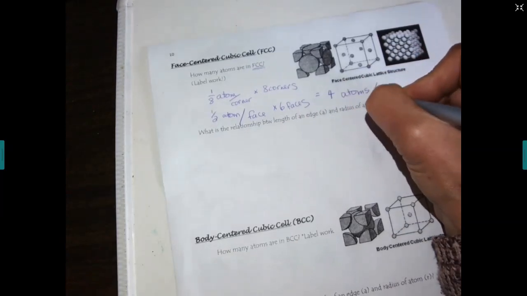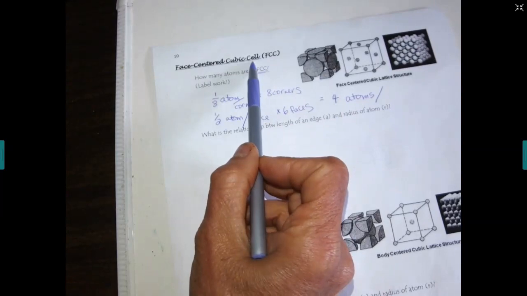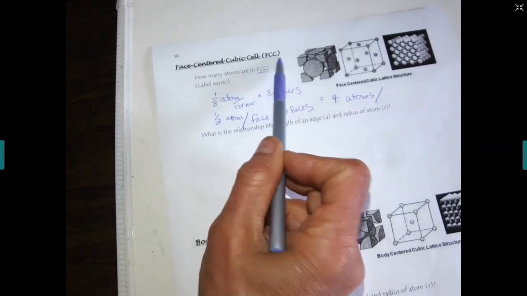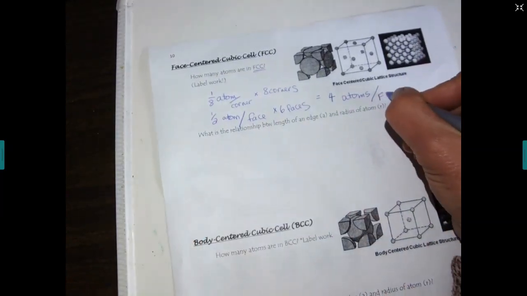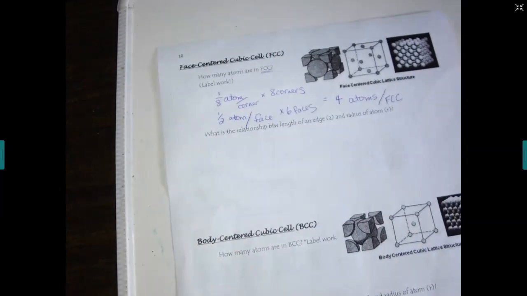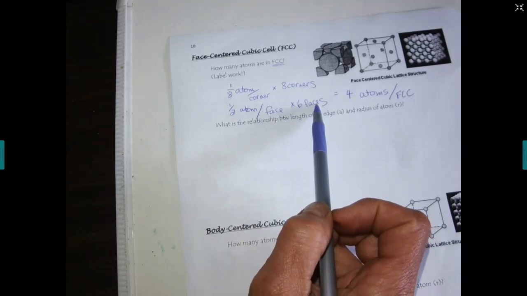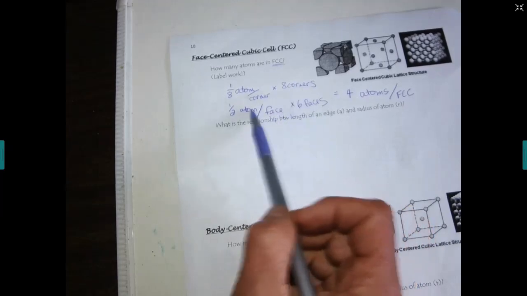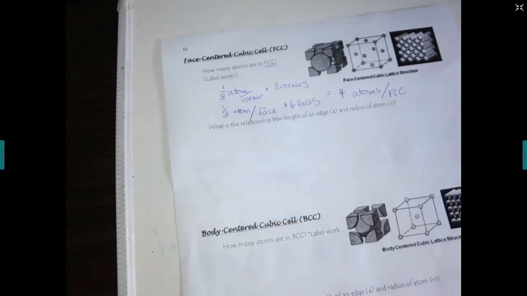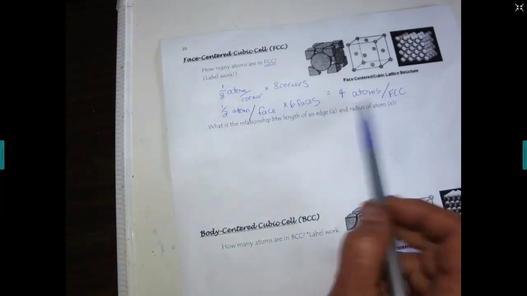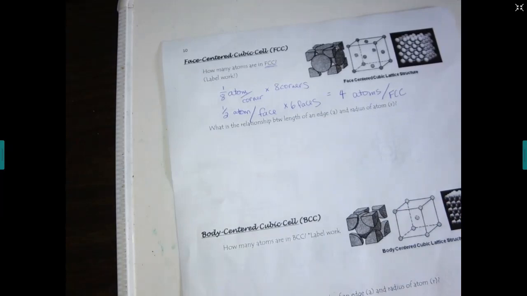Now, there is a shortcut way of saying face-centered. Instead of writing this out every time, you'll just see me say FCC. So we just say there are 4 atoms per FCC. Sometimes I ask to see how you got to that. So like on the homework, study set 3, the first page, you get to show this. And then when we get to the big math questions on the next page, you just say, okay, it's FCC, there are 4 atoms.